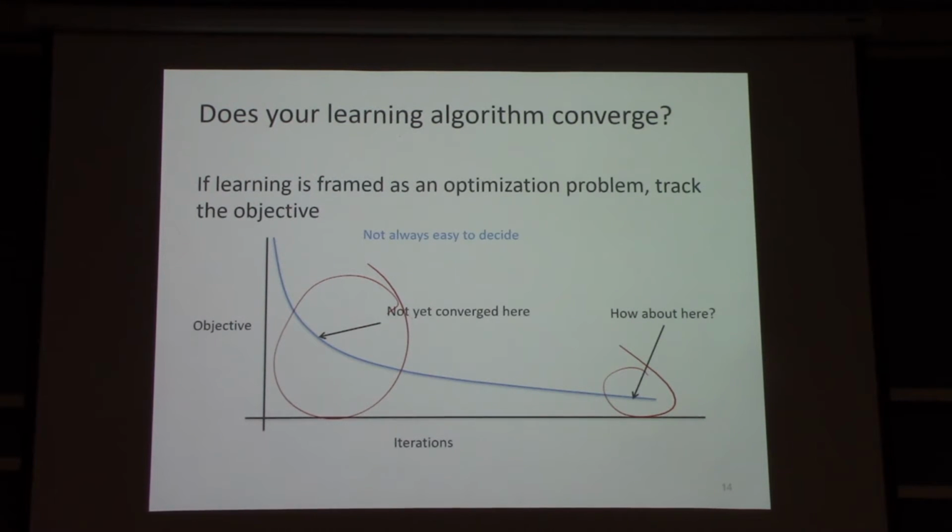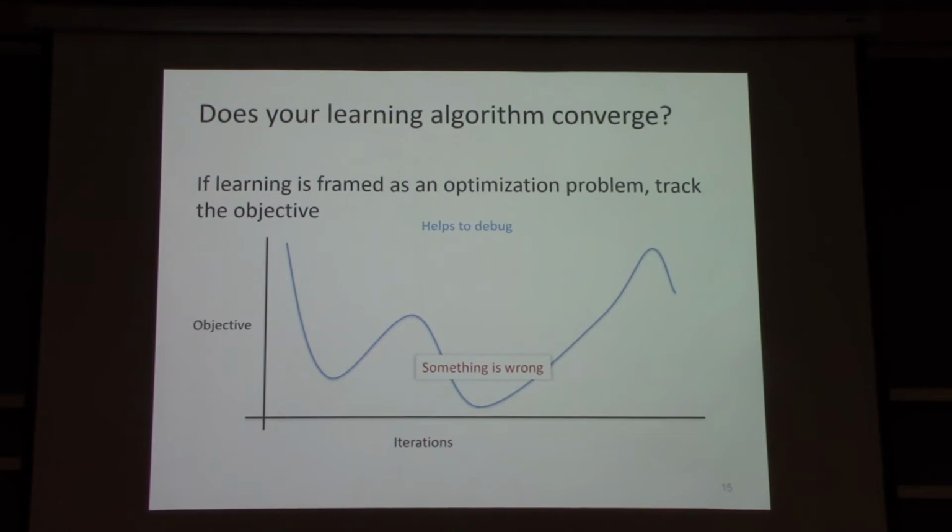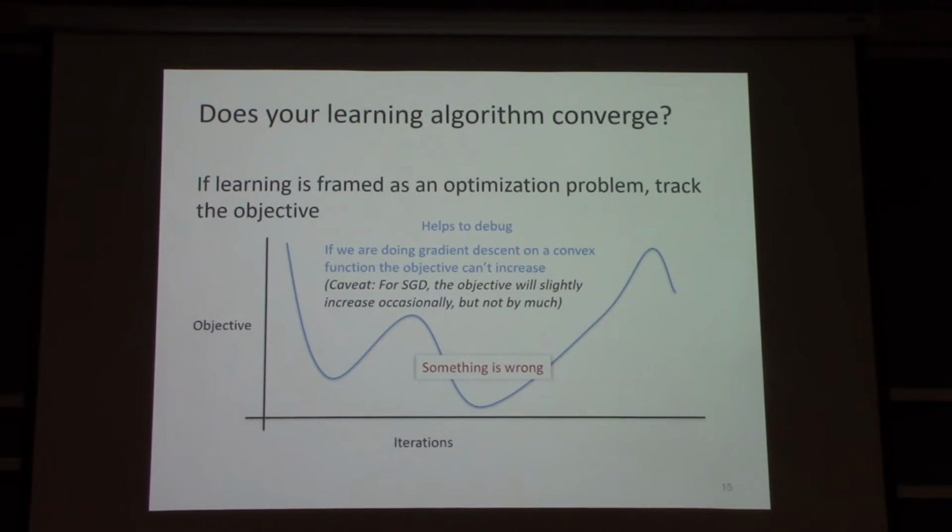But one thing that you know for sure is if you're minimizing a function and you're doing something like gradient descent, something's wrong if your learning curve looks like this. If it keeps going up and down in a crazy way. Because you're minimizing a function. You're doing gradient descent to go down the gradient of a function. And that means the objective should not really increase.